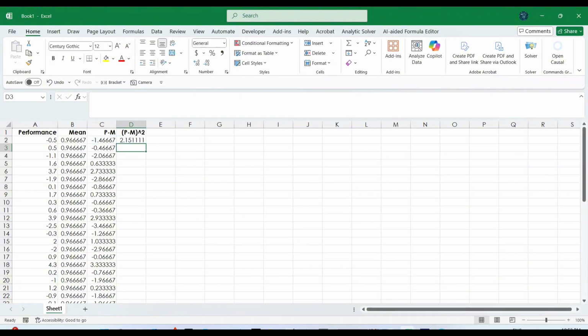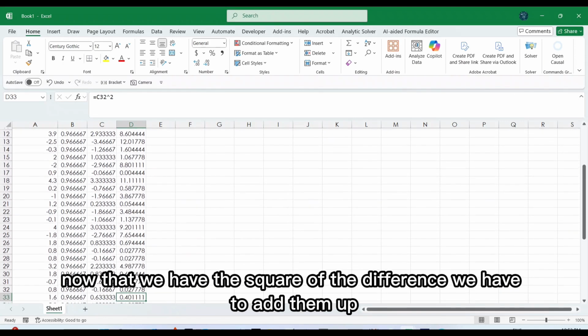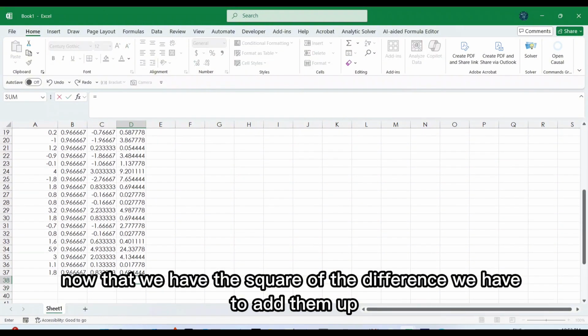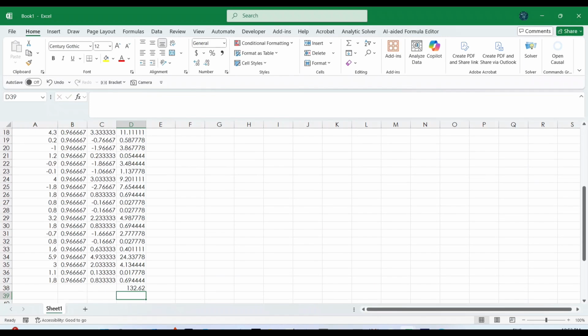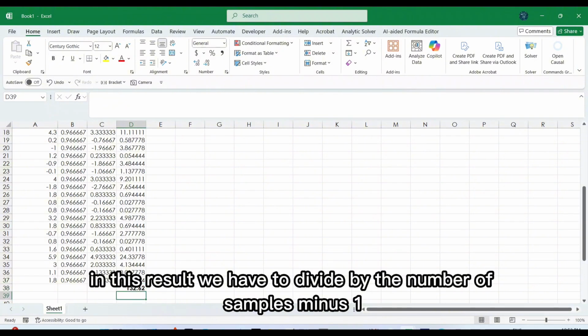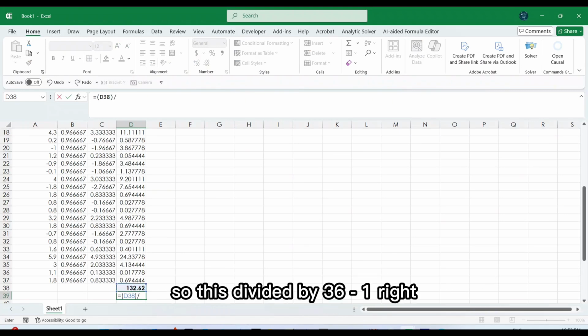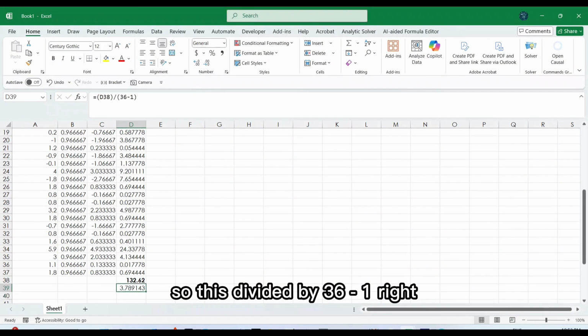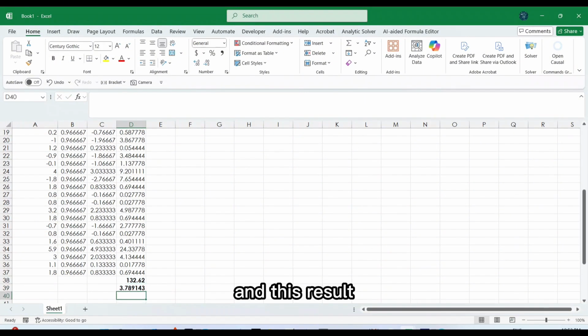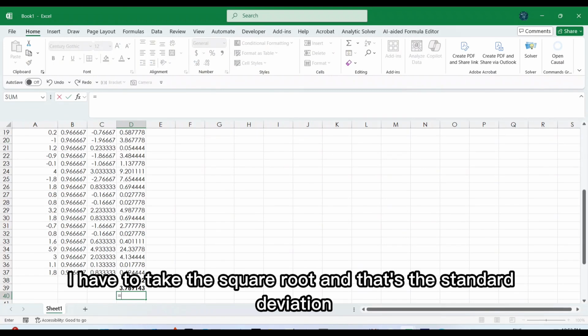Exponential to 2, okay, boom. Now that we have the square of the difference, we have to add them up. And this result we have to divide by the number of samples minus 1. So this divided by 36 minus 1, right? And this result, I have to take the square root, and that's the standard deviation.